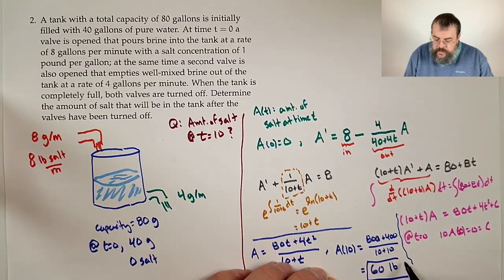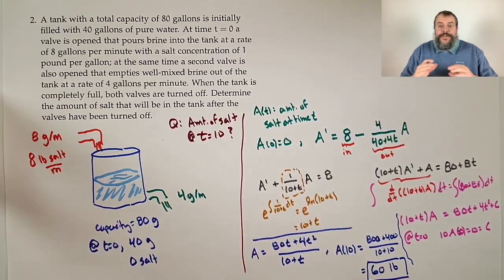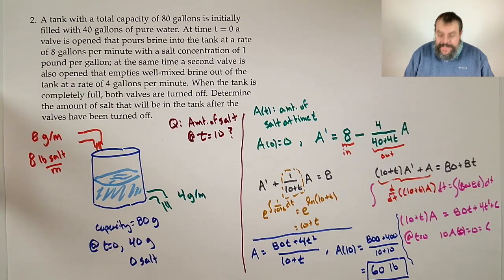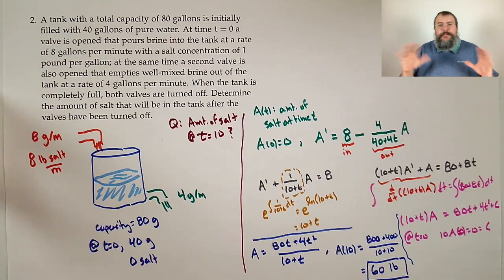And there's the answer. 60 pounds. 60 pounds of salt are in the tank after the valves get turned off. All right, good. Now, we can ask ourselves a quick question. Does this seem fairly reasonable? And actually, we can do one quick observation.